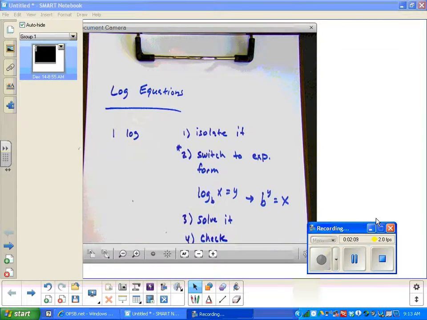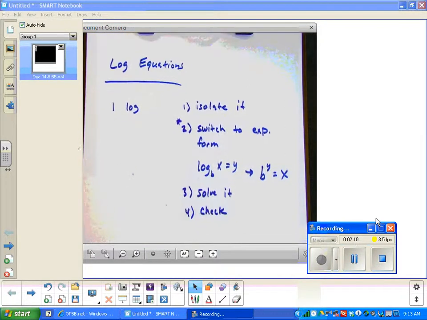When we say check, we're really just looking for one bad thing to go wrong. I can't take the logarithm of something that would be negative. In other words, the value that I take the log of has to be positive. If it's not, then that solution would be extraneous.